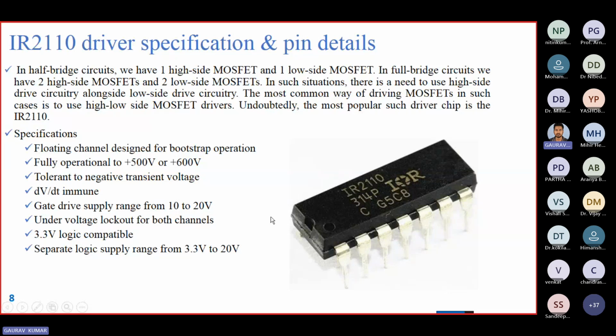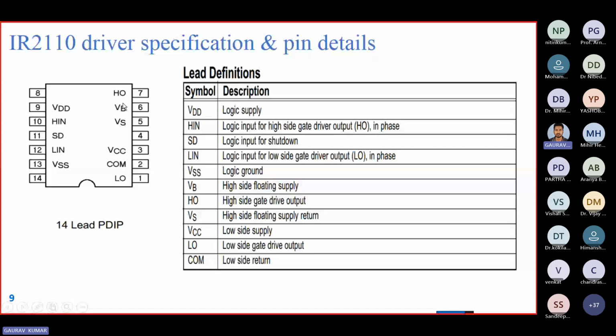From this IR2110 driver circuit, we can drive two switches. One is the high side MOSFET and the other is the low side MOSFET. And if some error comes, suppose the voltage is insufficient to drive both the switches, then because of the under voltage lockout for both channels, the output will not come. Moving to the next, this is the pin diagram of the IR2110 driver circuit.